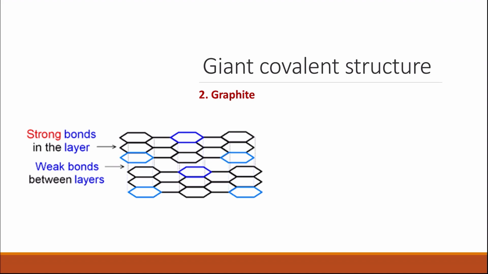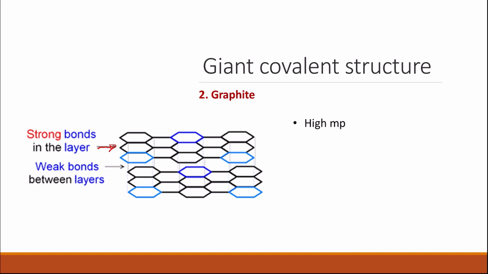Graphite is made up of layers of hexagons of carbon atoms, and each carbon atom will only form three covalent bonds with three other carbon atoms. The carbon atoms within each sheet will form strong covalent bonding, so graphite has a high melting point because it needs high energy to break these covalent bonds.